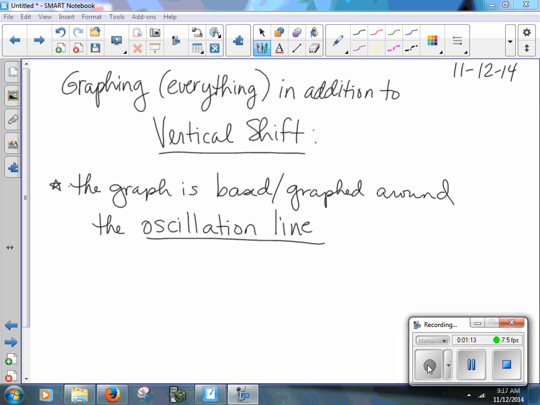What does oscillation mean? Well, you know, an oscillating fan like this means it goes around one axis. It has a central axis that it rotates about. Same thing with this. The curve is based around that line, one central axis. Kind of like an imaginary axis, I guess.